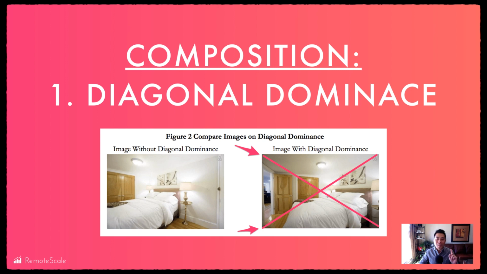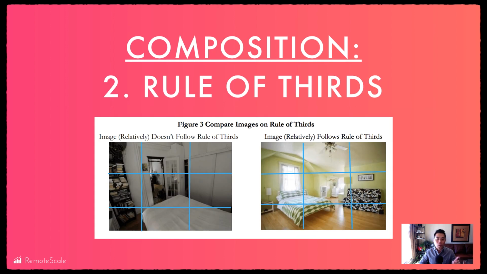All right, so let's move on to the second attribute. The second attribute is the rule of thirds. The rule of thirds is simply dividing the image into 9 different spaces. So two lines vertically and two lines horizontally, and that gives you the composition of 9 different squares.